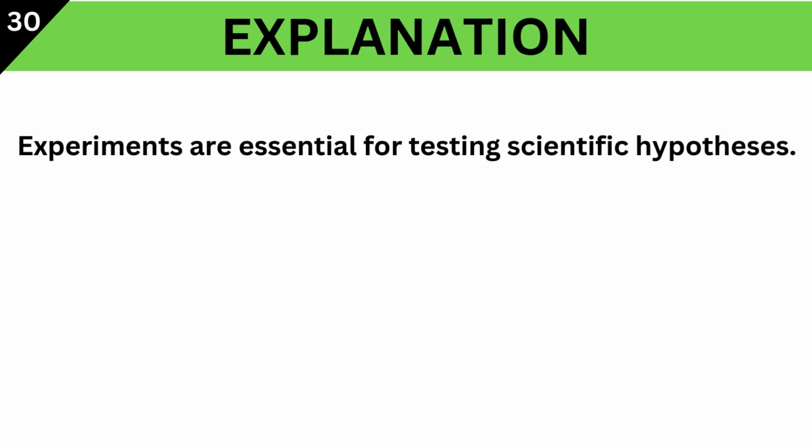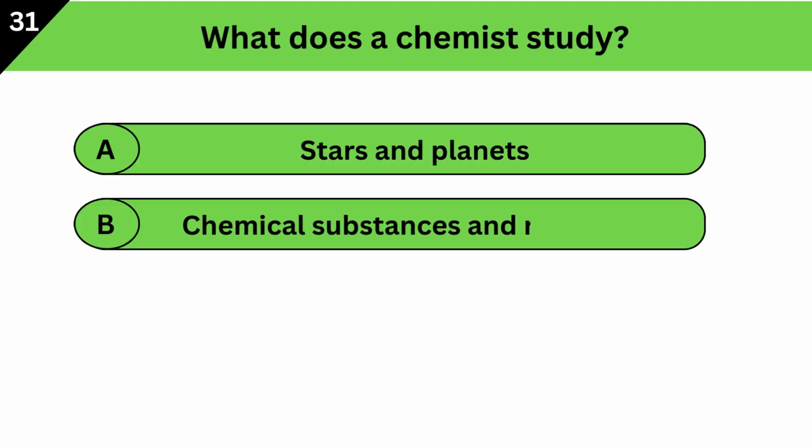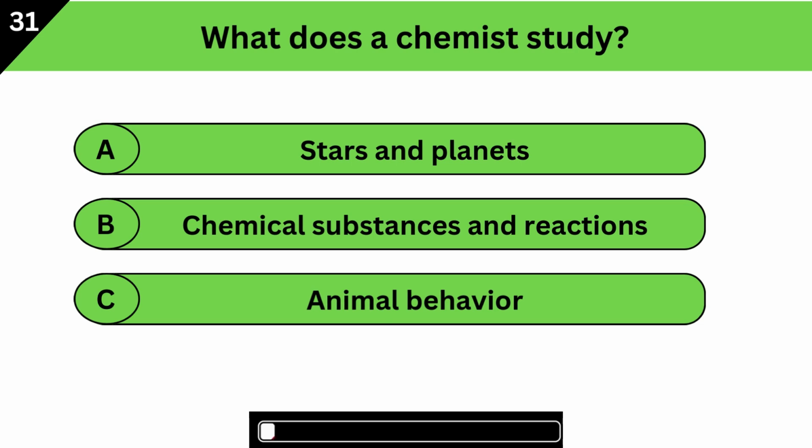Explanation. Experiments are essential for testing scientific hypotheses. What does a chemist study? Option A, stars and planets. Option B, chemical substances and reactions. Option C, animal behavior.